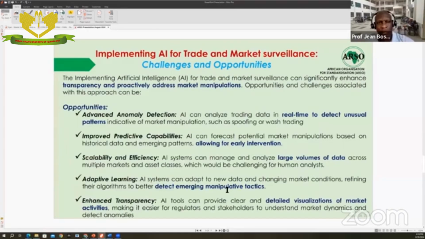Now, when we do this, we need to look at the challenges and opportunities. What opportunities do we have there? Definitely, there is a lot of transparency. If we want to do artificial intelligence and a good market survey, we need to look at transparency, and also we need to be proactive in addressing market manipulation. But we need to look at the opportunities which we are going to get there.